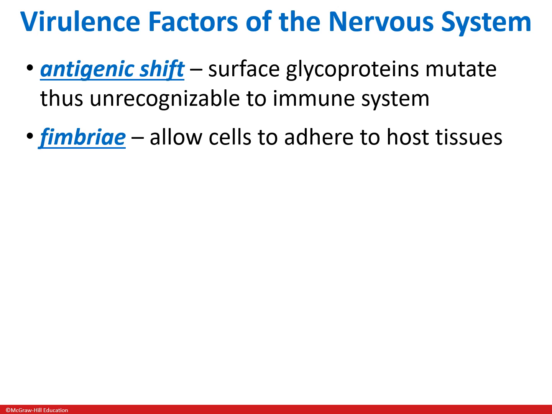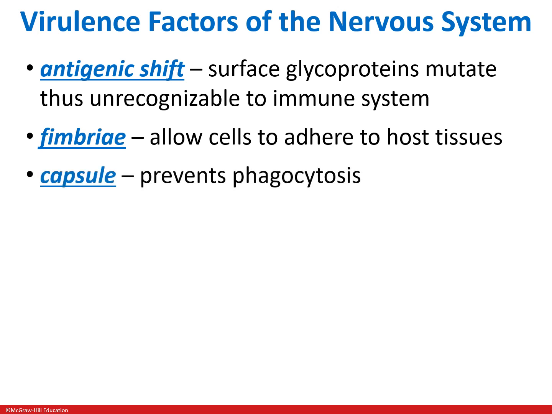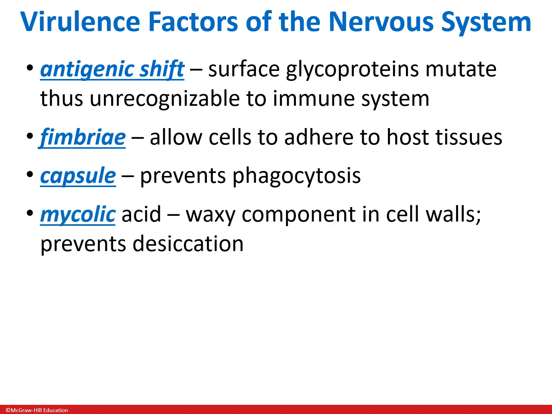Fimbriae, recall these are the little Velcro-like extensions on the surface of some bacteria that allow them to adhere to host tissues. We usually think of that as starting the layer of a biofilm, but just being able to attach to any tissue is a virulence factor. Capsules, we've seen again in previous chapters, are basically a coating on the bacteria that looks like a carbohydrate to the phagocytes, and so it's essentially camouflaged.